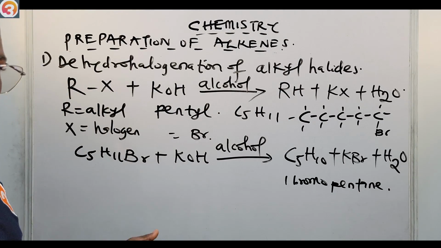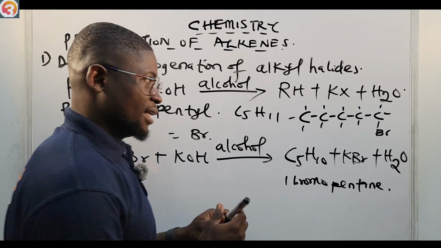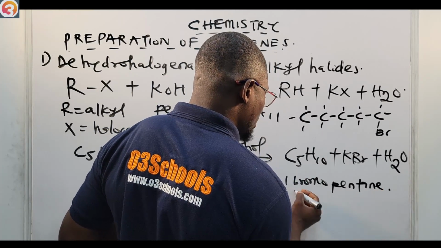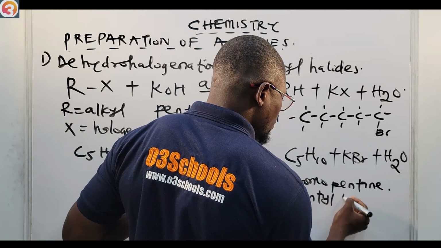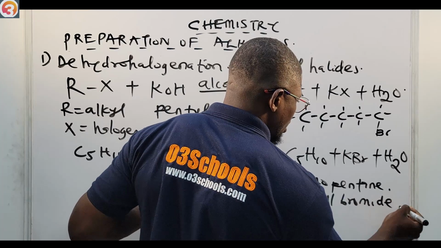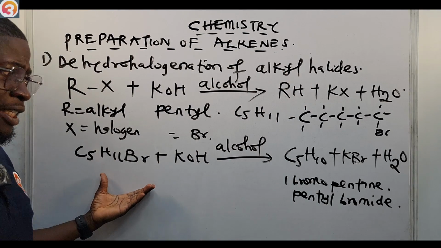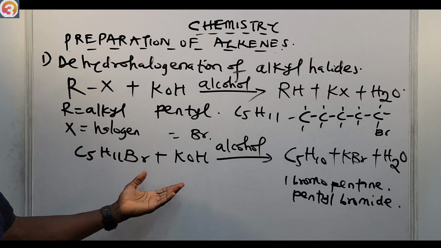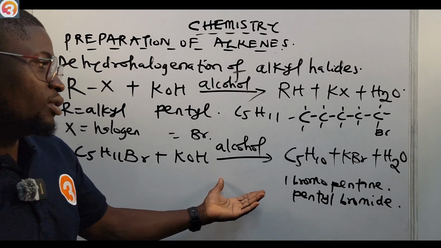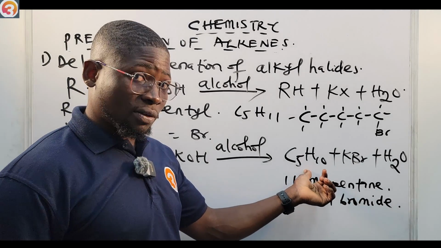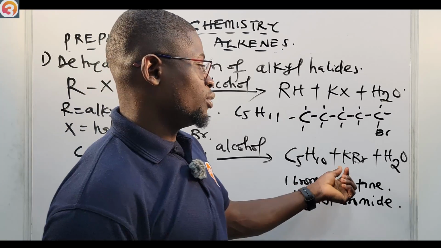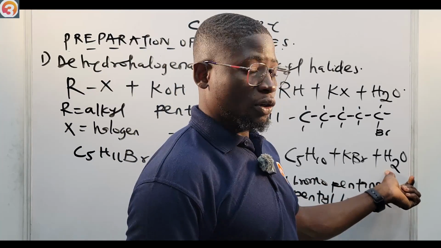Or we can call it pentyl bromide. Okay, anyhow you call it is correct. If you call it 1-bromopentane, or pentyl bromide, you are still correct. So once this pentyl bromide or 1-bromopentane reacts with KOH, I'm going to have C5H10, which is of course pentene, plus potassium bromide, plus water.